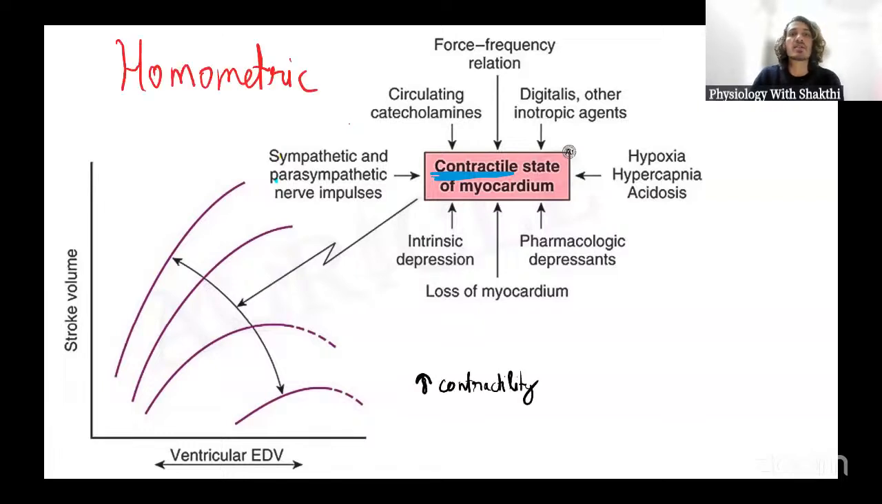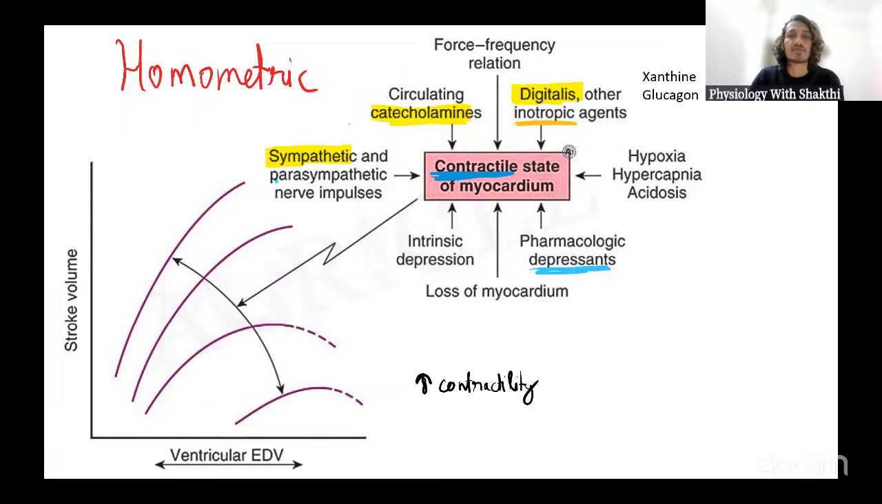So for example, you give inotropic agents like digitalis, xanthin, glucagon. These will increase the contractility, and it has nothing to do with the initial length. The catecholamines, the sympathetic system, all of this will result in an increase in the force of contraction.